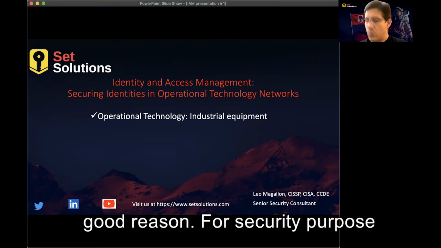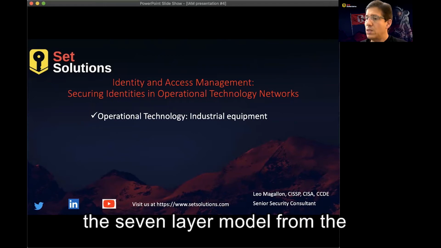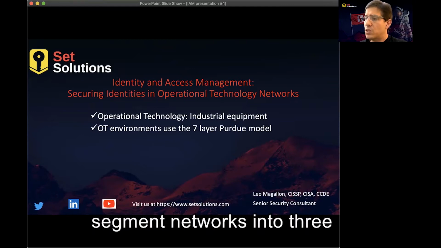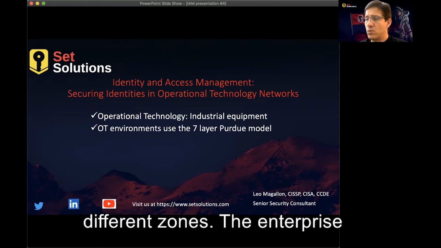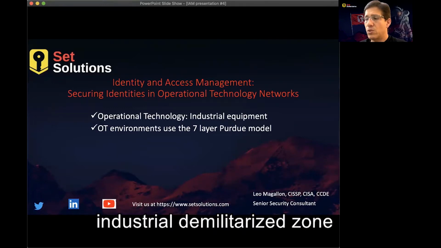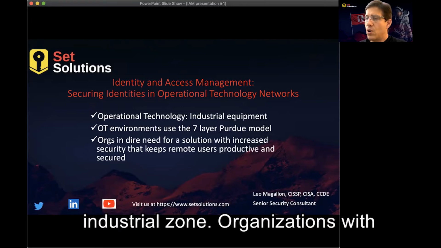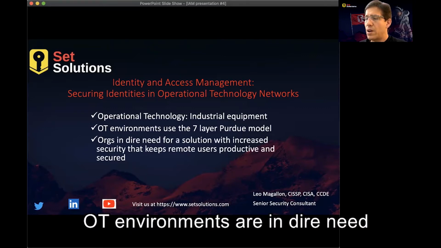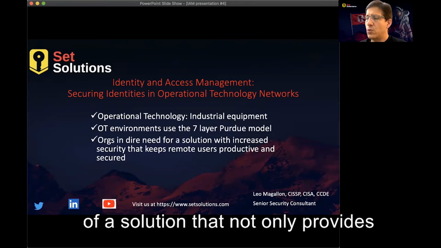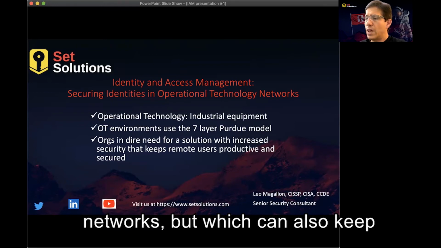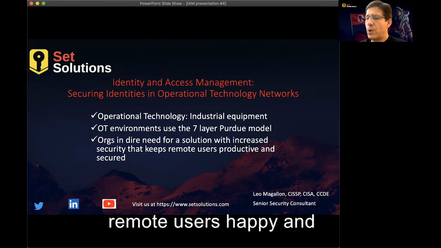For security purposes, the seven-layer model from the Purdue Enterprise Reference Architecture is often used to segment networks into three different zones: the enterprise, the industrial demilitarized zone, and finally, the manufacturing or industrial zone. Organizations with OT environments are in dire need of a solution that not only provides increased security for OT networks, but which can also keep remote users happy and productive.